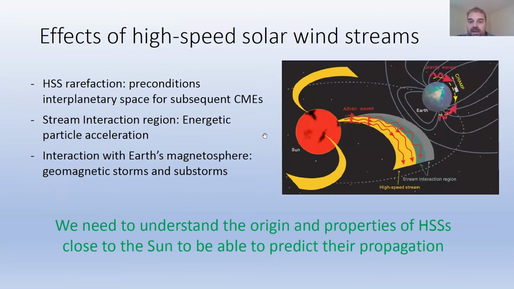The big problem we want to basically tackle is when you are thinking about forecasting high-speed streams, the effects, stream interaction regions, energetic particles, the basic idea of that is known. The big issue with the propagation of high-speed streams is close here to the sun. It's something like 0.1 AU. We need to be able to understand and predict the properties of a high-speed stream at this distance if you want to model its propagation in interplanetary space and all of its effects. And there we are really having large problems.